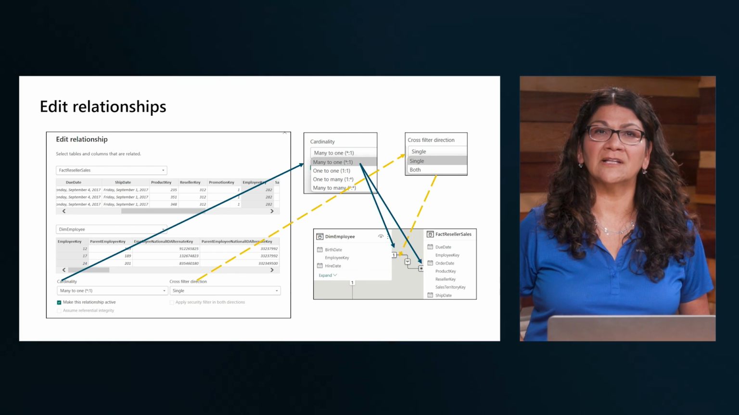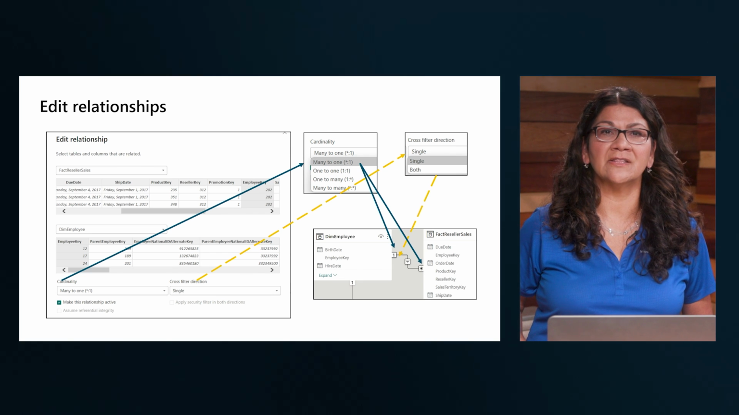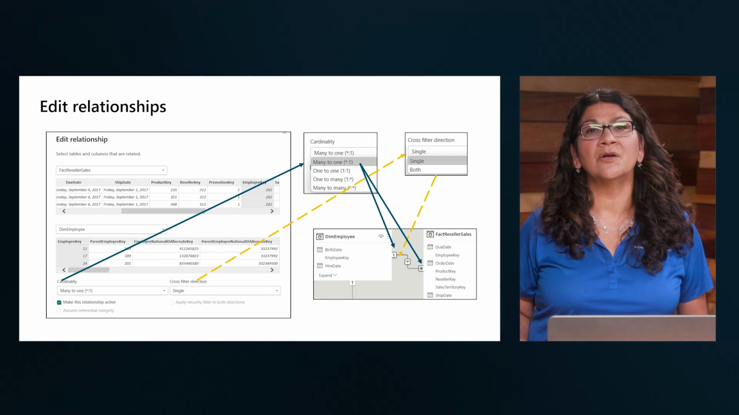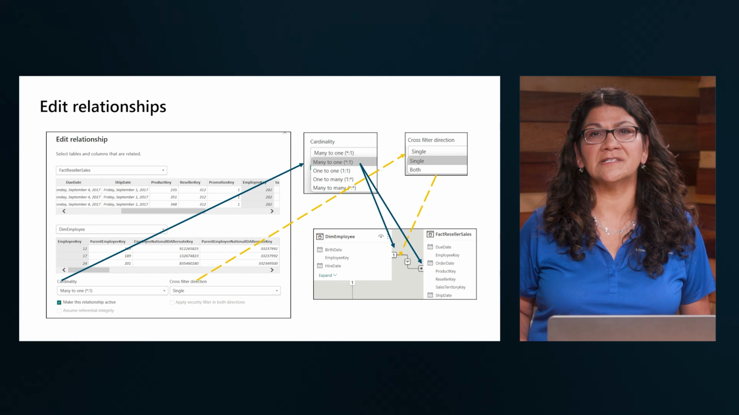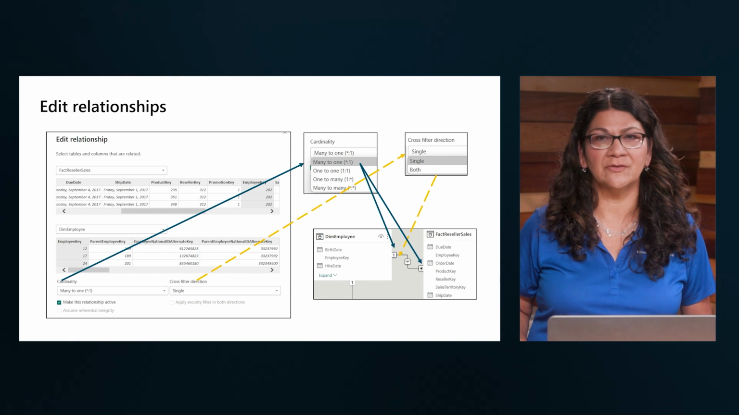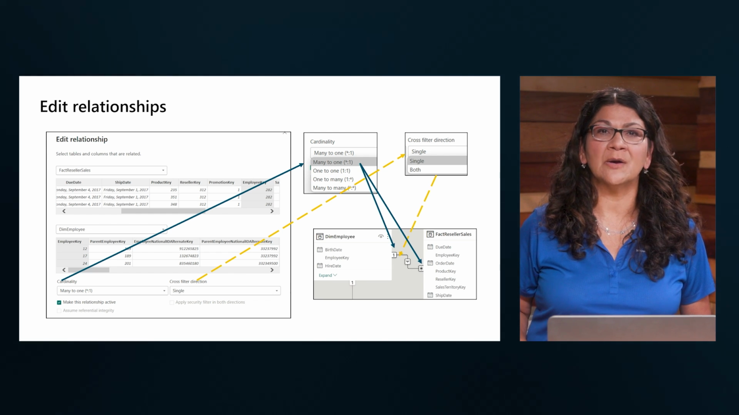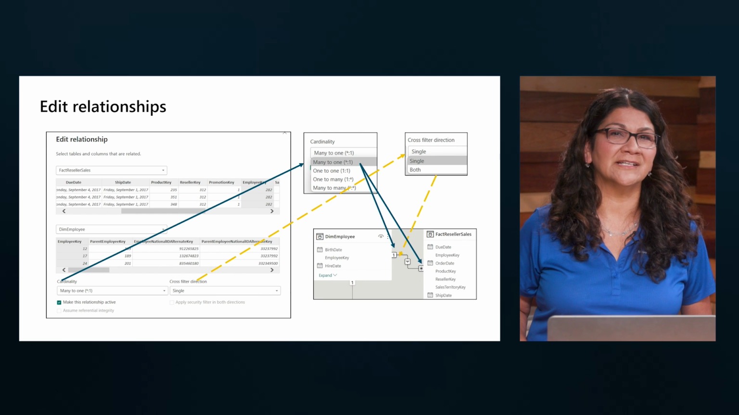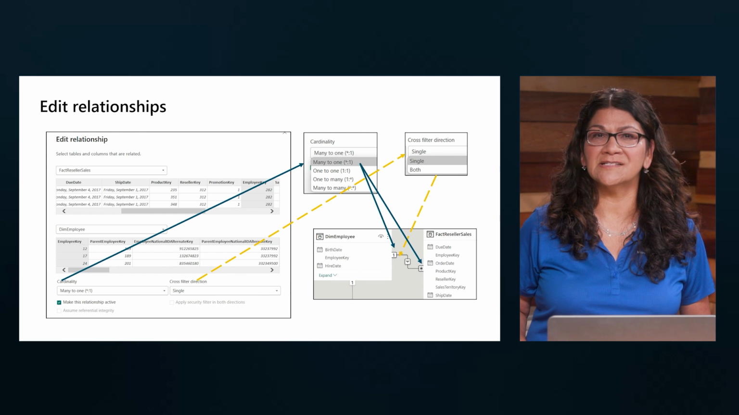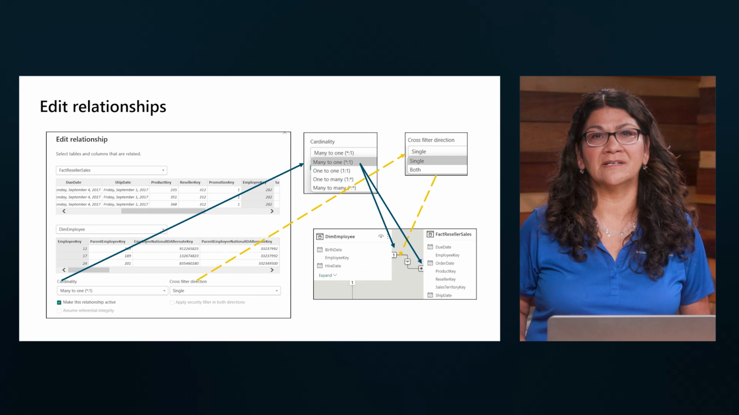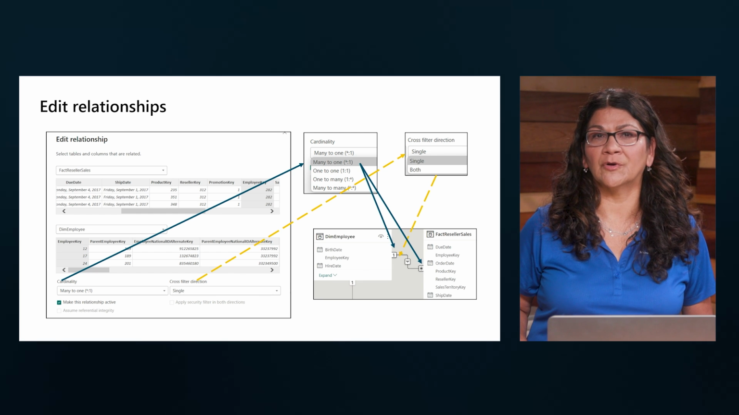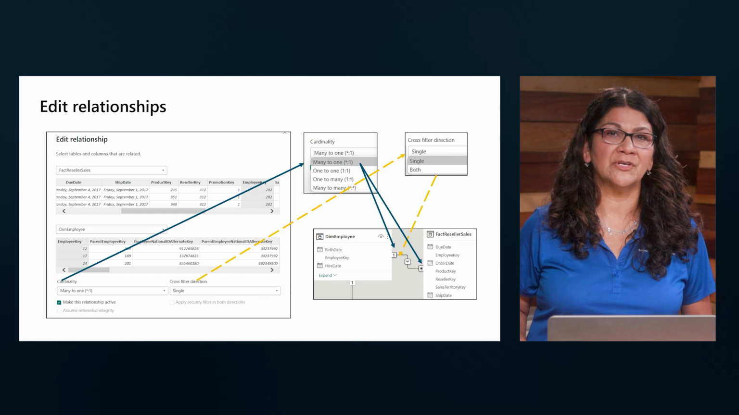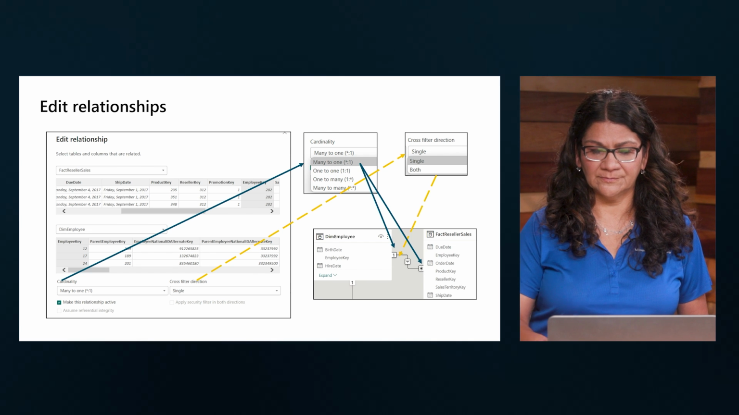Similarly, selecting a specific sales record in the fact reseller sales table will filter the employee table to display only the relevant employee information. This is bidirectional cross-filtering, and it can create complex interactions which may result in unexpected or undesired filtering outcomes. It can also introduce performance issues. Use caution when using it.